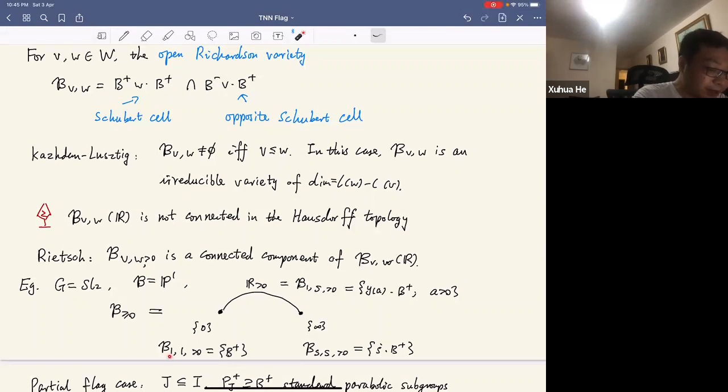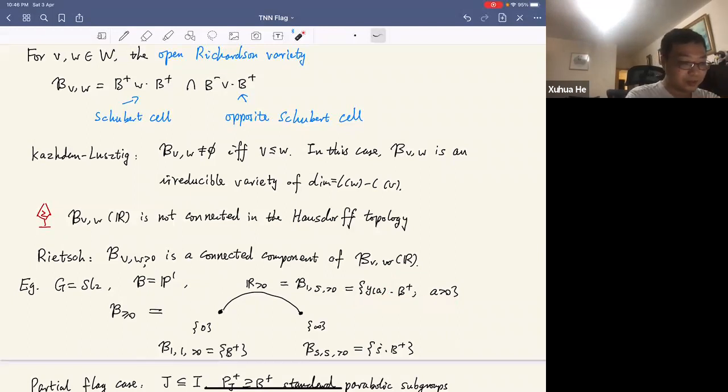So here this is B11, so we just have this B plus, and here this is BSS. Then we just have this S dot with axiom B plus, and here this is actually 1 and S. So here we just use this with a positive. This actually gives you the one-dimensional cell.